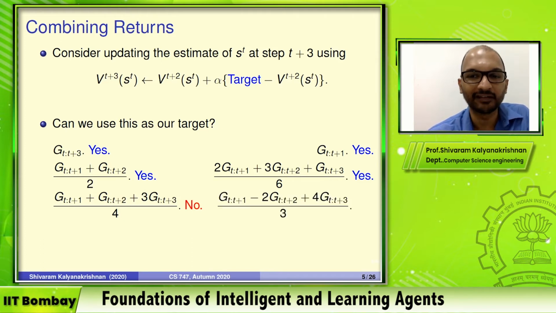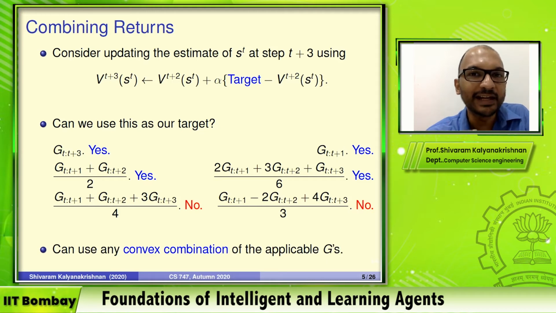How about this? I've carefully picked 3 coefficients that will sum up to 1. Here you have 1/3 of G_t:t+1, minus 2/3 of G_t:t+2, plus 4/3 of G_t:t+3. You sum them up, you get 1. Can we do this? We can't. The reason is that you have a negative coefficient. You're also not allowed to have negative coefficients. You can do any convex combination of the G's that are available to you, at t+n or t+3 or whatever you're looking at, but you can't do it if it's not a convex combination.